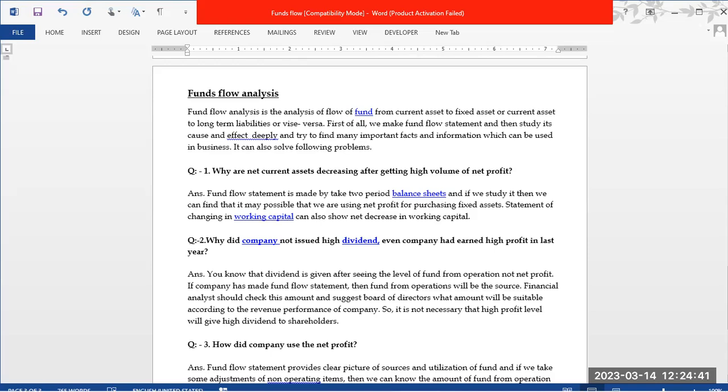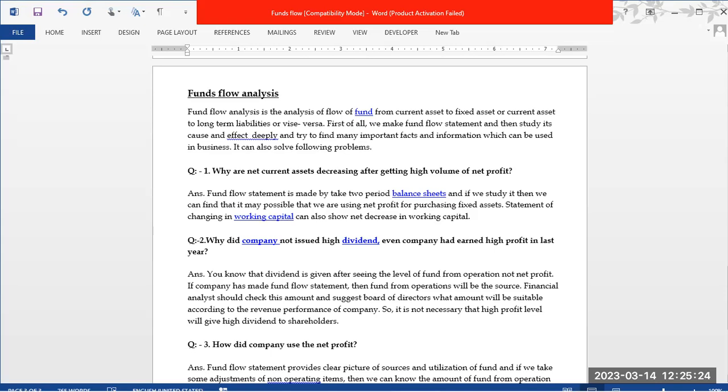Let's continue. So these are some of the summaries of fund flow analysis. Fund flow analysis is the analysis of flow of funds from current asset to fixed asset, or current asset to long-term liability, or vice versa, meaning from long-term liability to short-term liability. First of all, we make the fund flow statement and then study its cause and effect deeply and try to find many important facts and information which can be used in business.